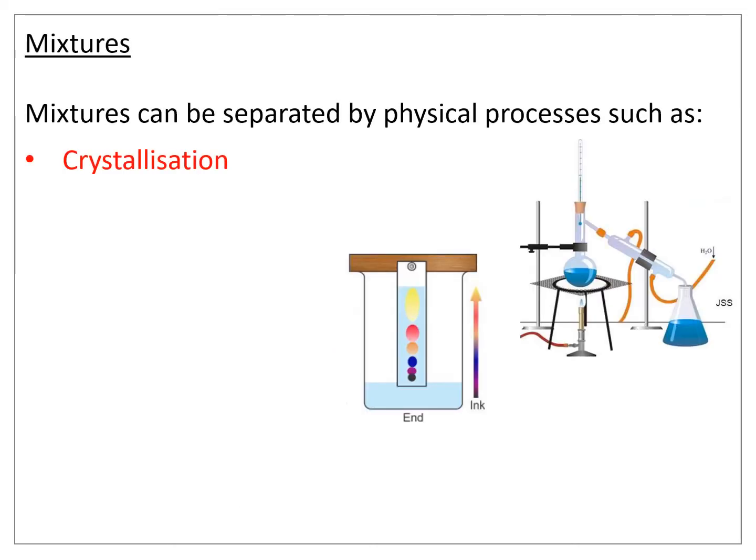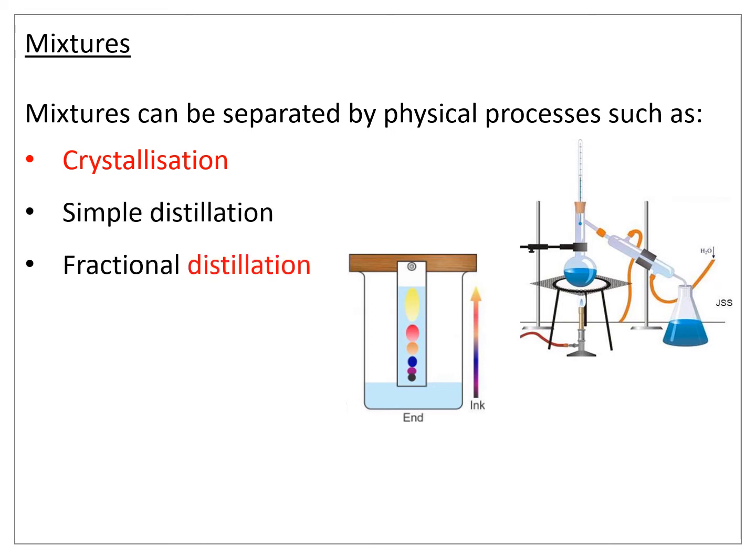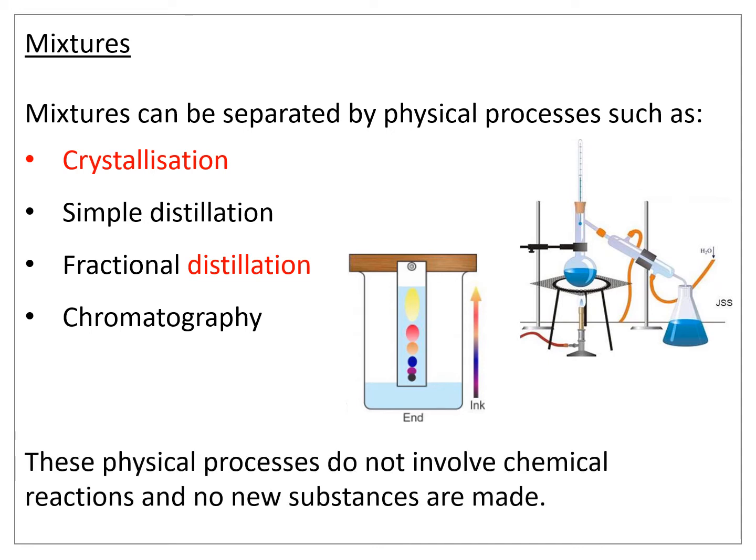Now, mixtures can be separated by physical processes such as crystallization, simple distillation, fractional distillation, and chromatography. Now, we will go through all of these in more detail in a later lecture, though you just need to know these are physical processes and they can be used to separate mixtures. Now, these physical processes do not involve any chemical reactions and no substances are made.